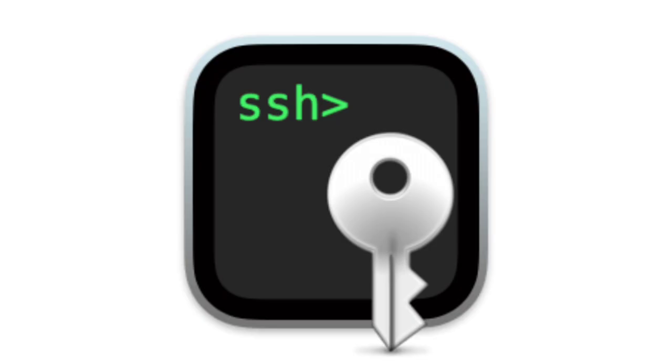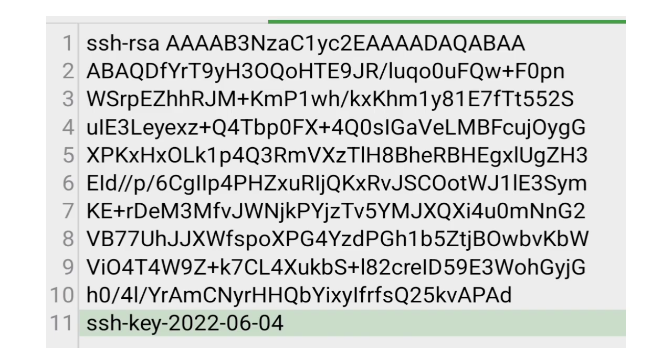The second one is SSH key pair authentication. An SSH key pair is a public key and a private key. The public key must be on the SSH server side. This means it must be on the VPS server.